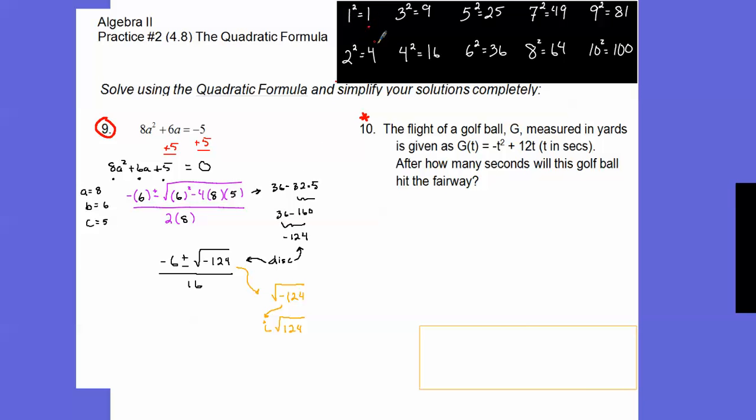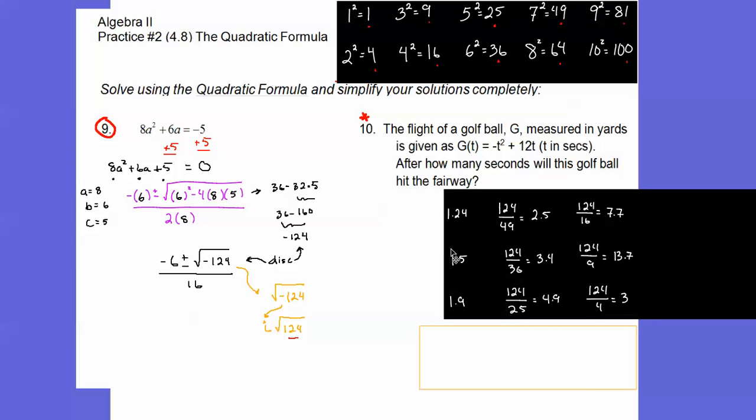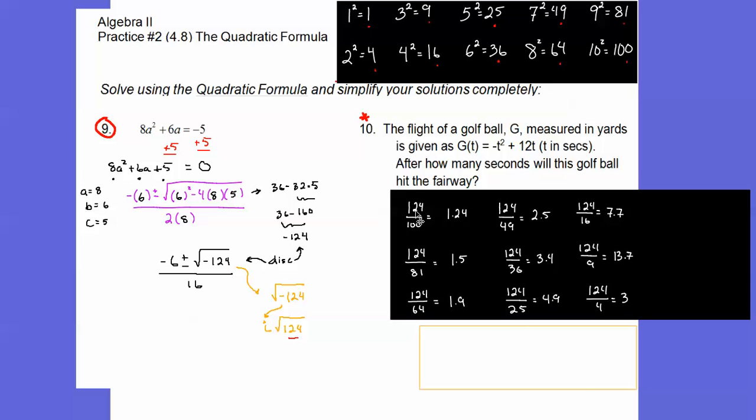1 squared is 1, 2 squared is 4, 3 squared is 9, 4 squared is 16, we have 25, we have 36, 49, 64, 81, and 100. We're going to try to divide the 124 by the largest perfect square we can, and then until we get a whole number as a result. So, in preparation, I did this division. 124 divided by 100 gives us 1.24. Definitely not a whole number.